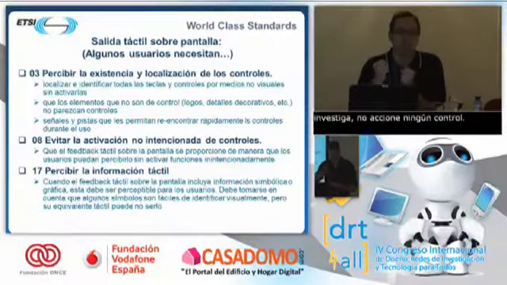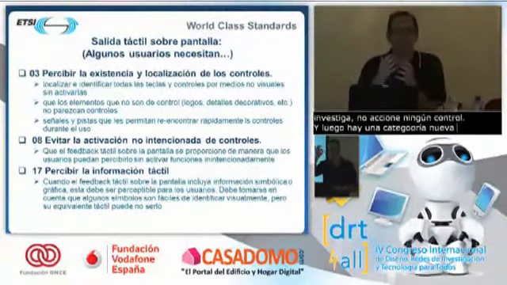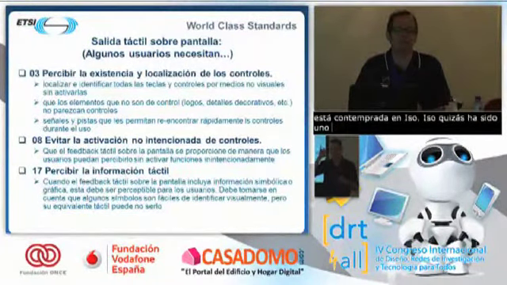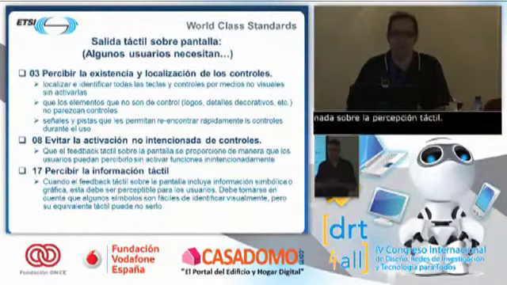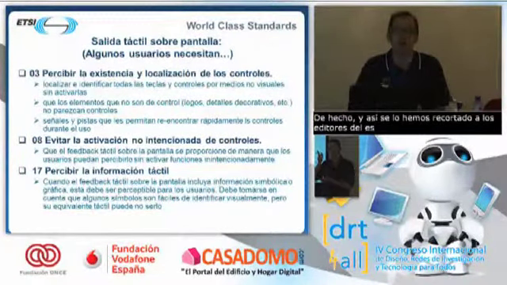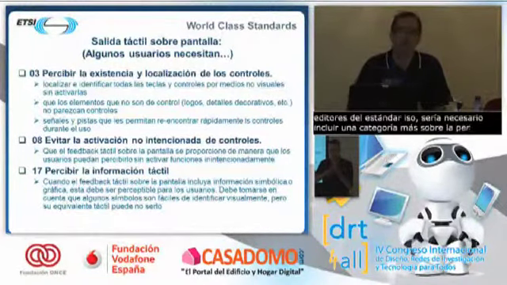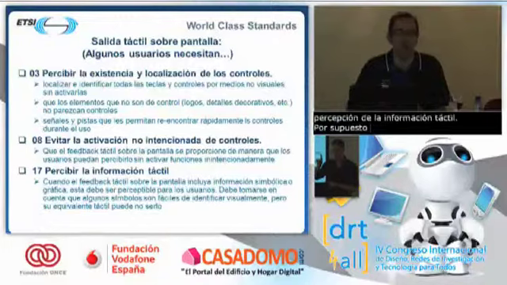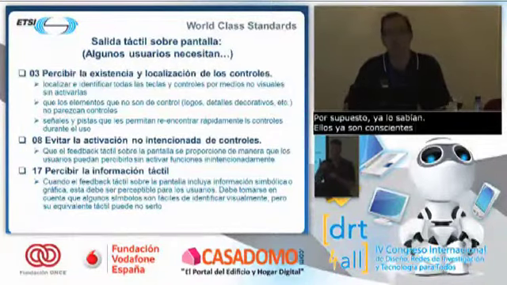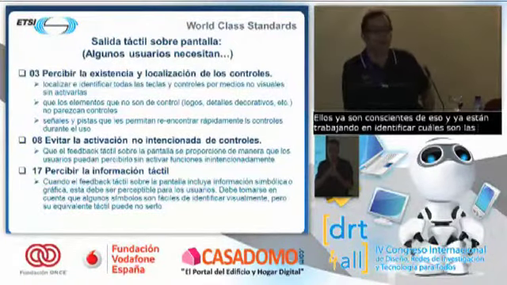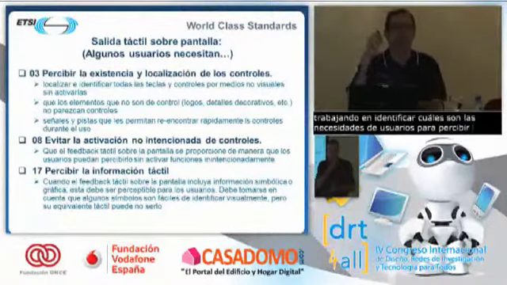And then there's a new category which was not contemplated in ISO, because one of the conclusions we've reached was that the ISO standard says practically nothing about tactile perception, tactile information. And we've informed ISO about this because we feel that it's necessary to include an additional category regarding the perception of tactile information. Obviously, they knew this already, they were aware of this, and they're already working on the identification of user needs when it comes to tactile information.